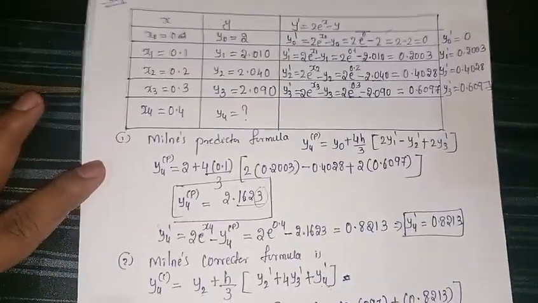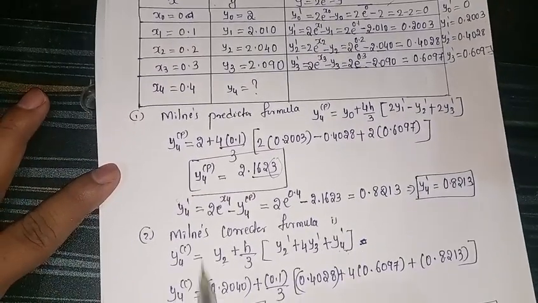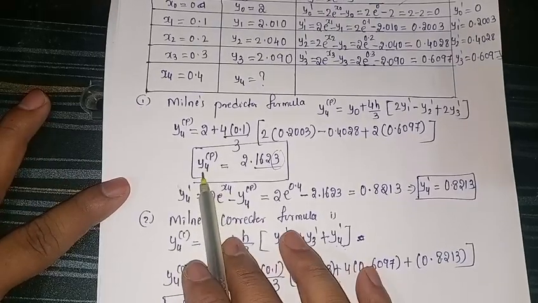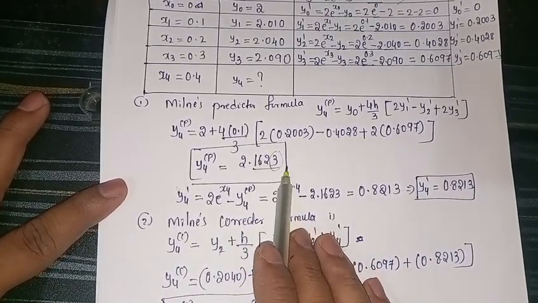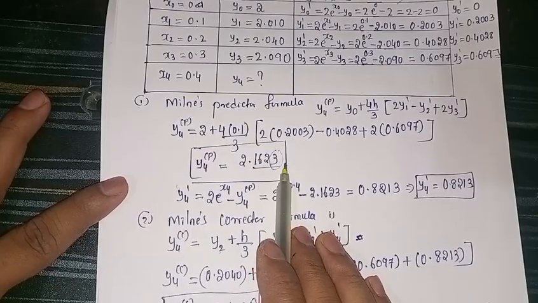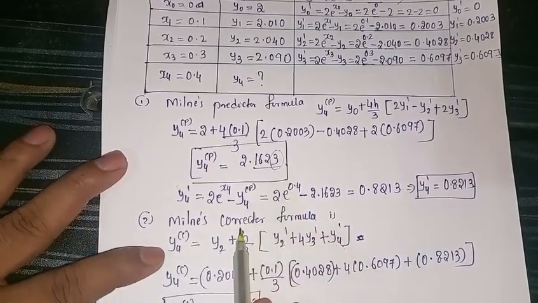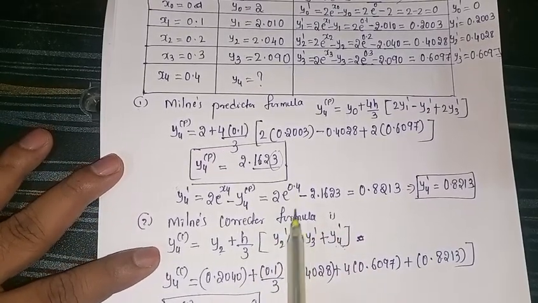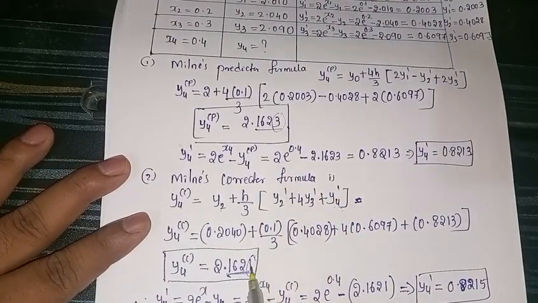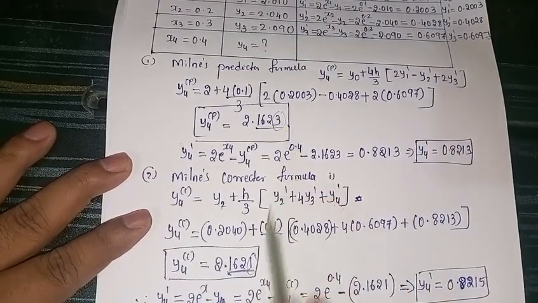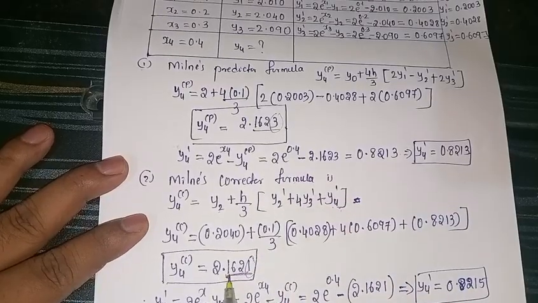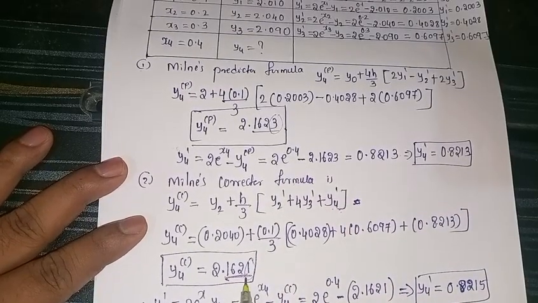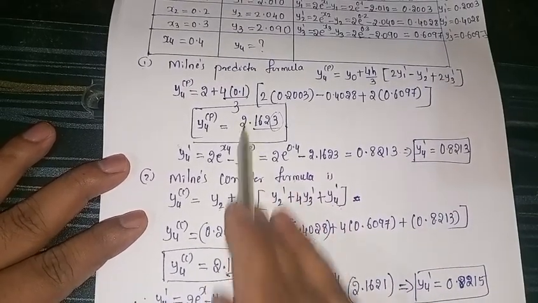Here what you have to remember, dear students, as I said in the beginning, this predicted value itself is the answer to the question, that is 2.1623. Since we need a better approximate answer, we are going for the corrector formula. Therefore, only the decimal change will be there in the corrector answer. Okay, 2.1623 means, and 2.1621 means, it is also starting from 2.